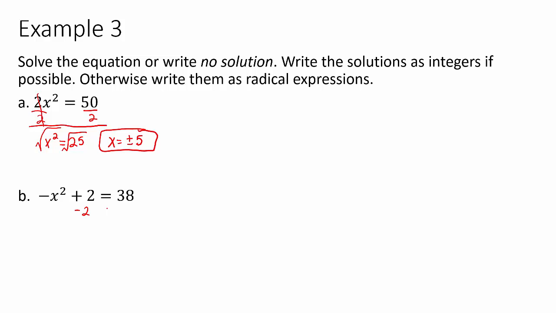Part B, let's subtract 2 from both sides. Again, following normal linear equation kind of steps where we're trying to isolate the x squared. We're going to divide both sides by negative 1. And then we will square root both sides. And this is where we end up with a problem because we cannot take the square root of a negative number. And so we would say there is no solution to this equation.